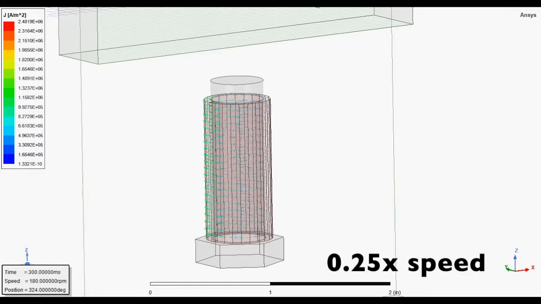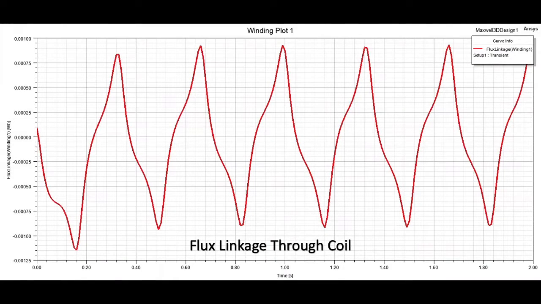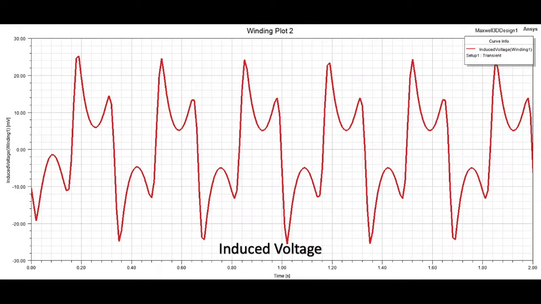And here is the induced current in the coil. The alternating direction of the arrows indicates the generated alternating current in the wire. Here we can see the varying flux linkage through the coil over time. Per Faraday's law, the induced voltage is proportional to the change in this flux linkage. The induced current is inversely proportional to this induced voltage.